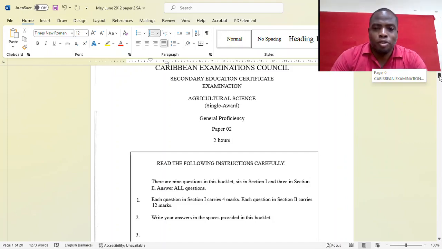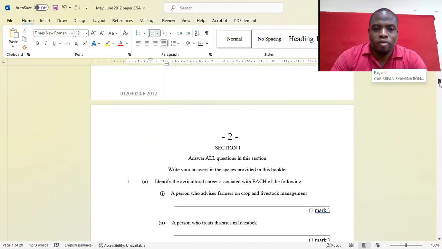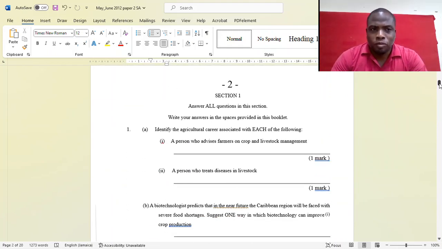So this is paper 2 of the year 2012. It says, identify the agricultural career associated with each of the following. A person who advises farmers on crop and livestock management. So basically we're talking about that person who is the link between the farmer and the researcher, the extension officer.